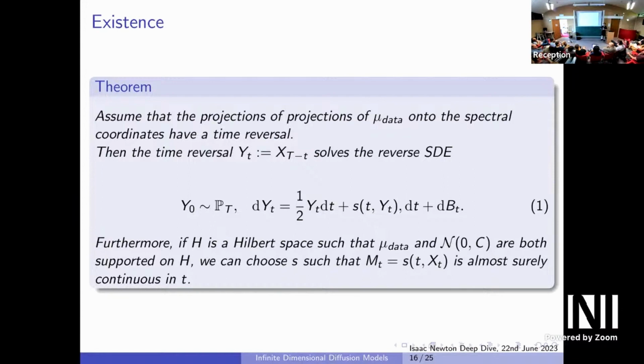Does it depend on the choice of the operator C? For existence, no, you can choose any C. The trick here is really that we're starting in the right initial conditions. Of course, if mu data is supported on this line and we only take a C that only diffuses in this direction, you have a problem if you then start here, because then this stuff is not well defined. But we start in the right condition.